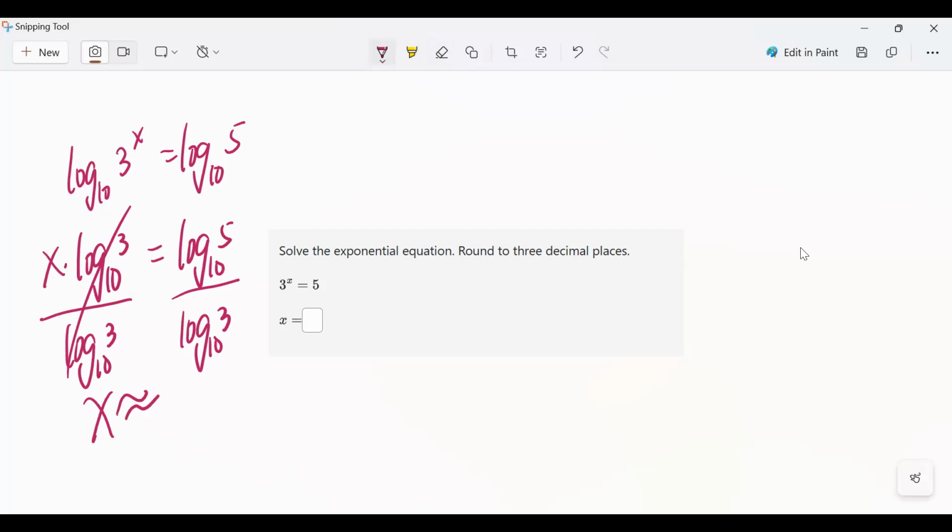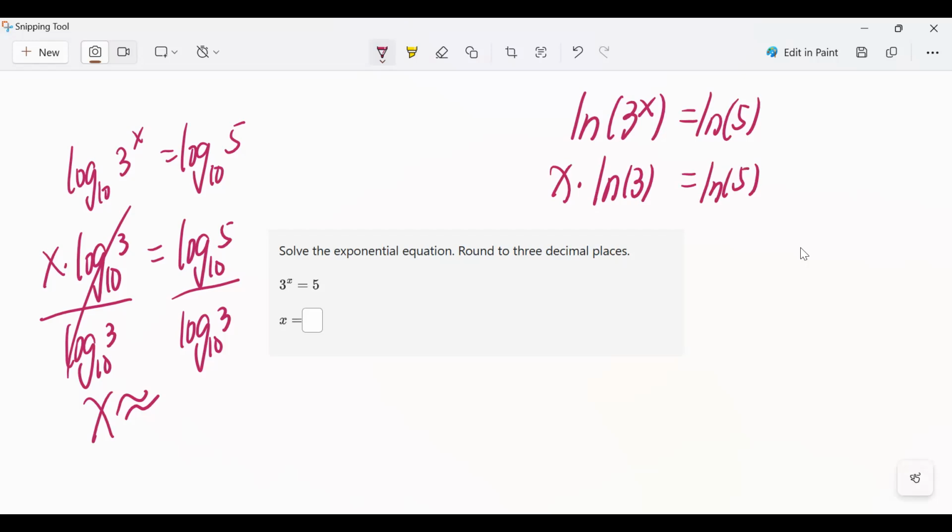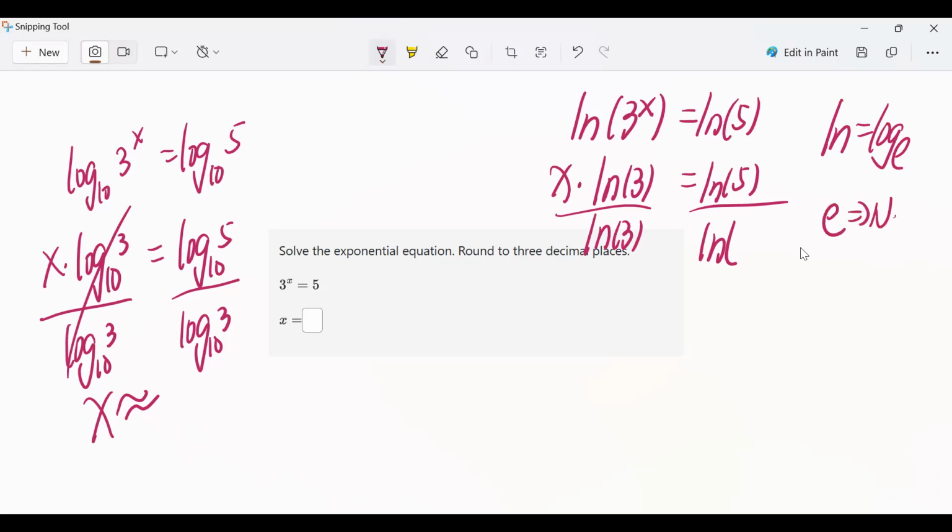And log 10 of 5. Also, you can do ln, right? Let's say you're taking ln of 5. The result will be the same. x goes in the front, so x times ln of 3 equals ln of 5. Now divide both sides of the equation by ln of 3. ln is logarithm with base e. e is what we call the natural number, or the Euler number. And e is approximately equal to 2.7182818 with infinitely many decimal places, right? Like pi.